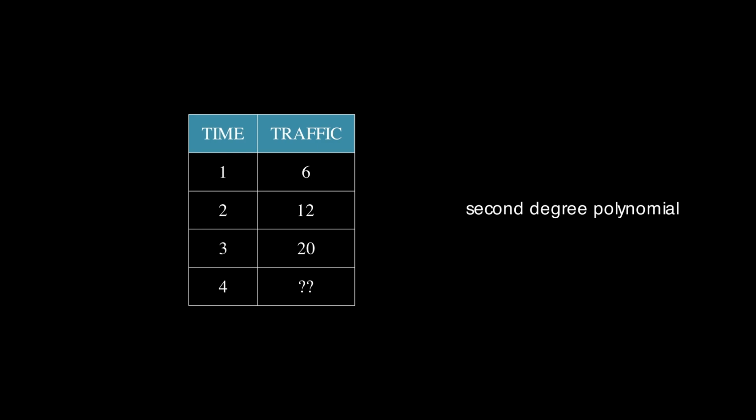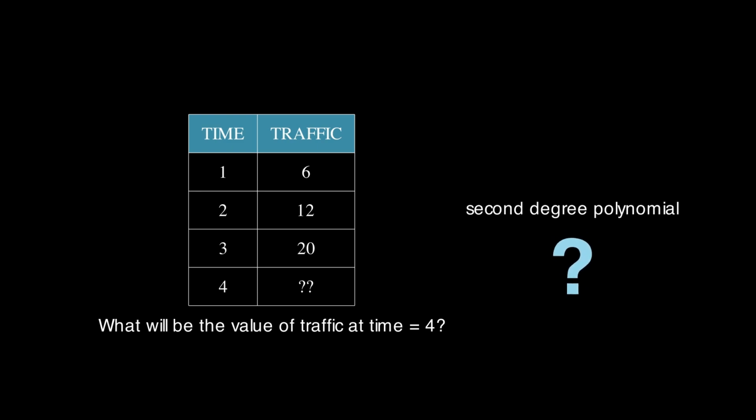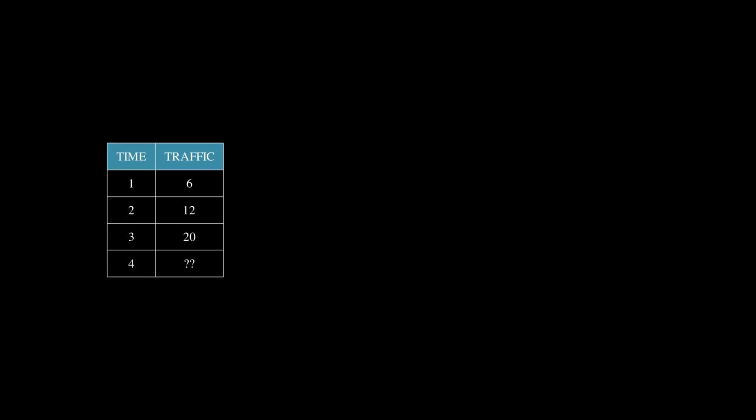Now, can you figure out the value of traffic at time equals 4? Take a moment and think about it. Not sure where to start? Here's a hint to help you out. Think of traffic as being described by the equation a times time squared plus b times time plus c. Your task is to determine the values of a, b, and c using the data from the table.